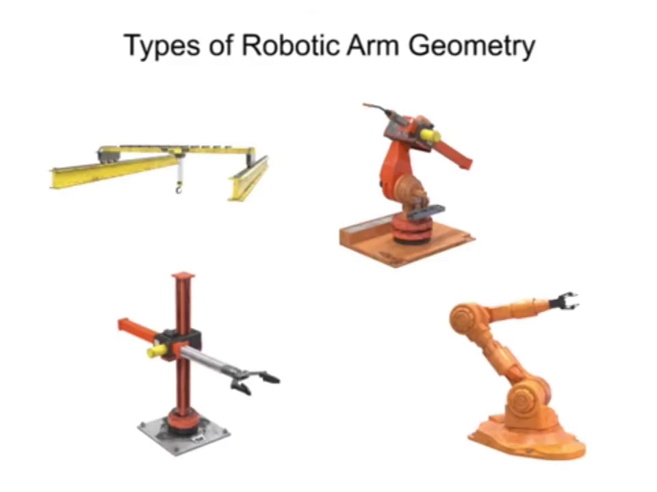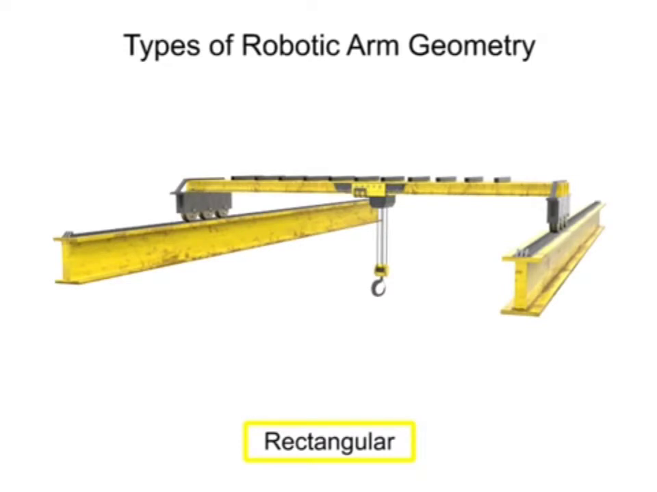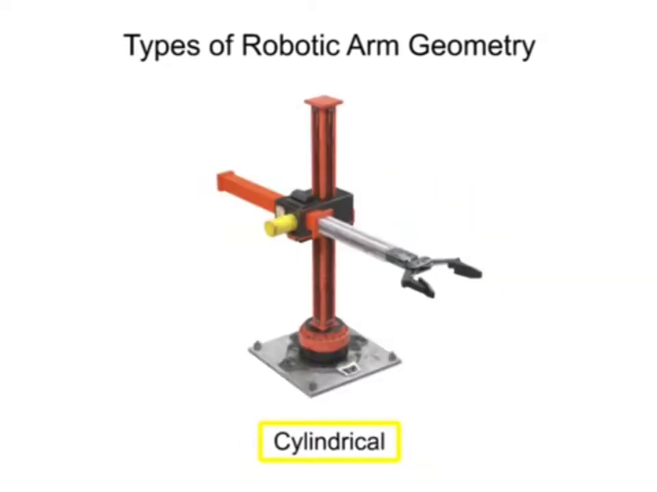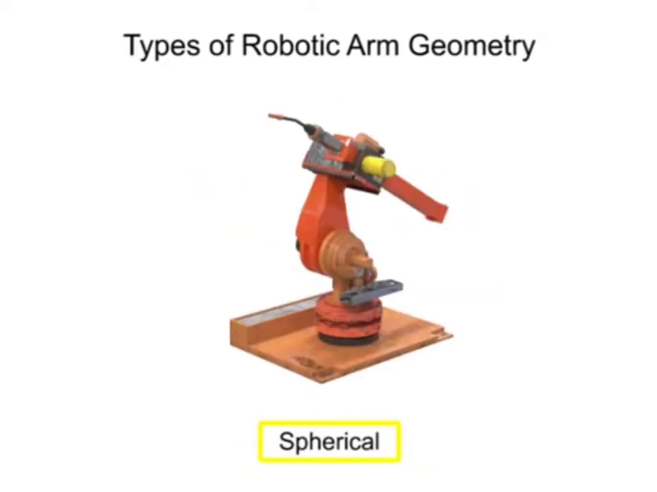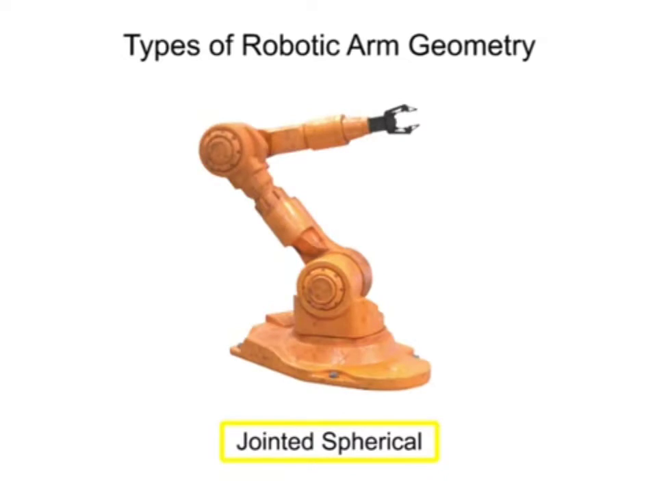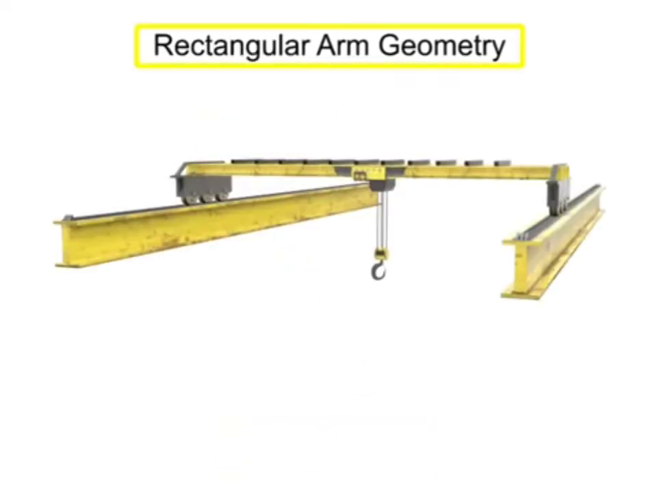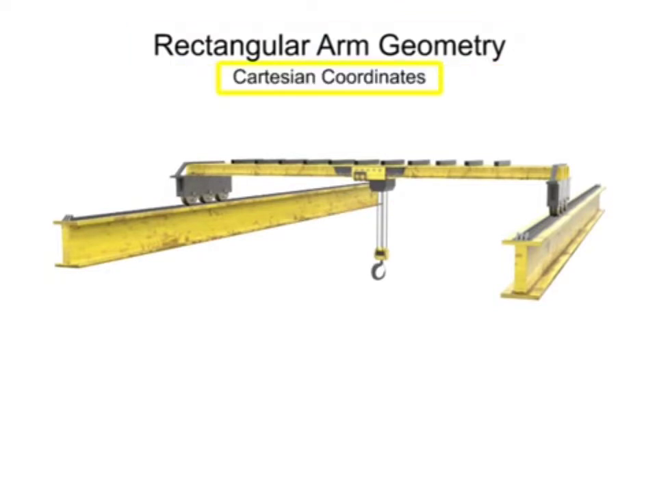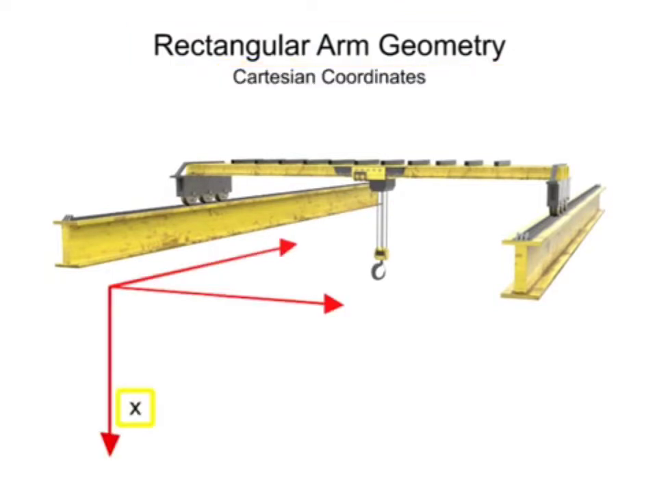There are four main types of robotic arm geometry: rectangular, cylindrical, spherical, and jointed spherical. Robots with rectangular arm geometry use Cartesian coordinates and move linearly along each of the x, y, and z axes.